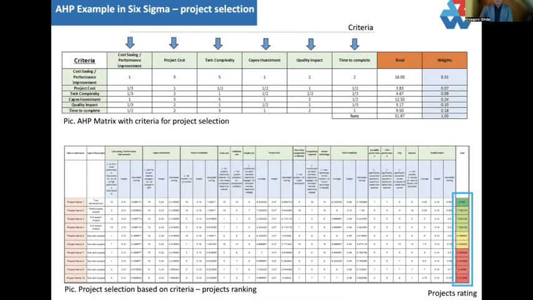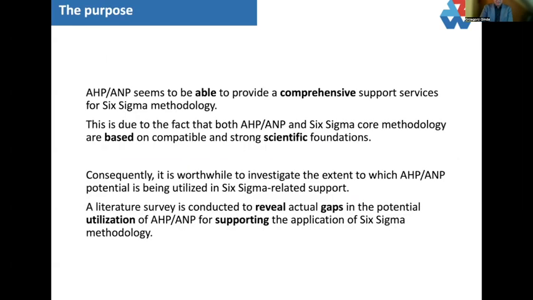Okay, so usual AHP analysis is commonly applied to support some decisions with regard to realization of the Six Sigma improvement cycle. Next slide, please.